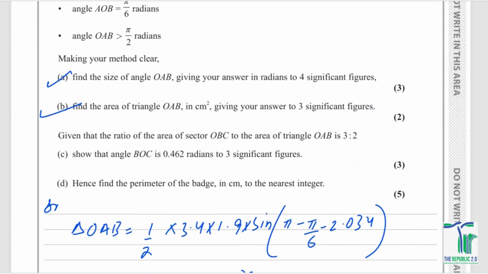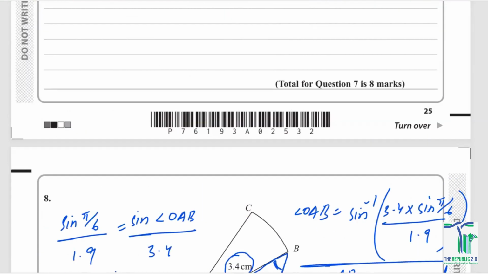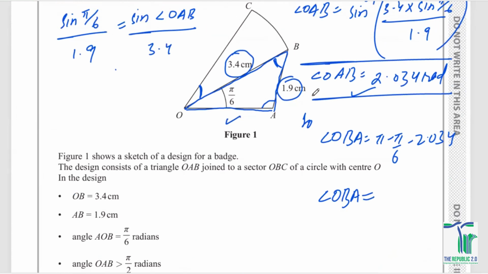As soon as I've got this angle, I just need to calculate the perimeter of the badge. To calculate the perimeter, I need this side, this side, and this side. I've already got this side and this side. This has to be 3.4 as well. The two things I need to calculate are the side OA, which I can calculate by using the cosine rule, and then the side BC by using L equals R theta.